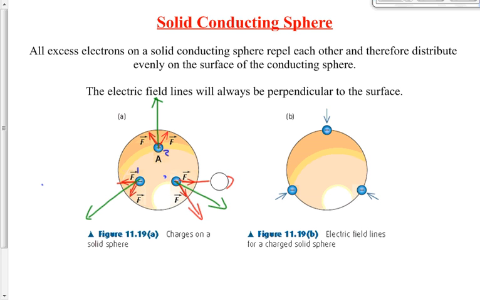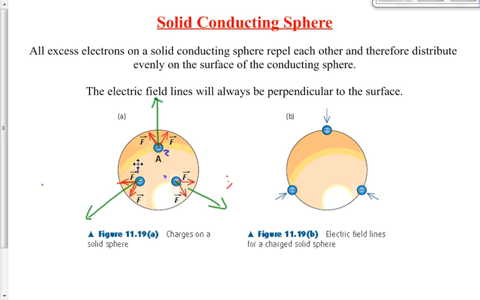So each of these extra electrons experiences a force outward. What happens to these electrons as a result of that outward force now? Well, when you're pushed outward, where do you go? Out. These electrons go outward. They get to the surface, and then they stop.